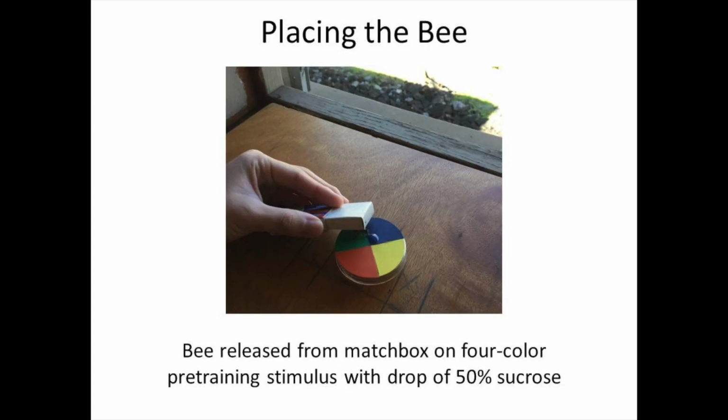We'll take a matchbox containing a bee and we'll place it on a pre-training stimulus that has a drop of 50% sucrose on it. That is 50 compared to the 15% that was on the feeder. To place the bee, I'll open the matchbox very slightly so the bee's proboscis or tongue can stick out. The bee will be attracted to the light, and then the bee's proboscis will touch the drop and it'll proceed to drink. I can then slowly let the bee out of the matchbox while it is drinking, and it'll feed for about a minute, and during this time I need to mark the bee.